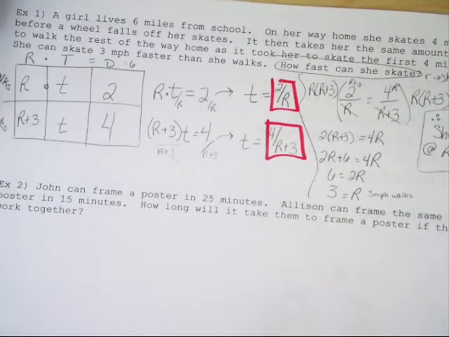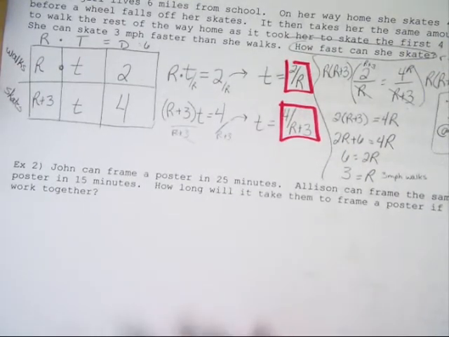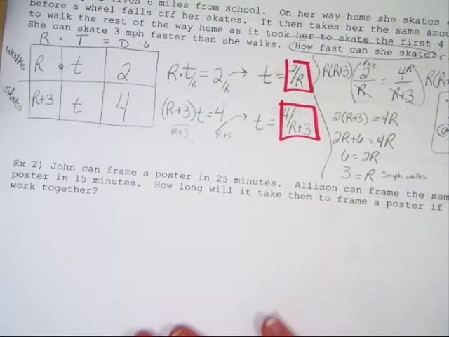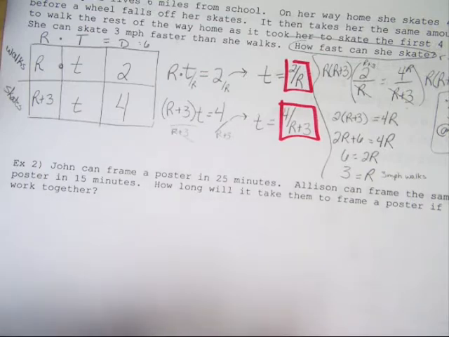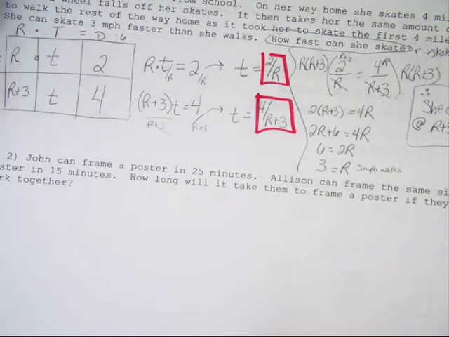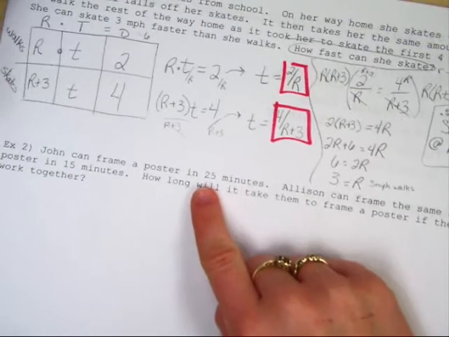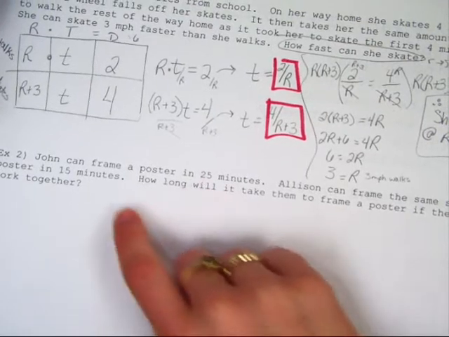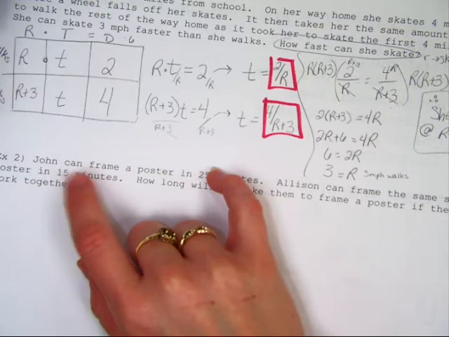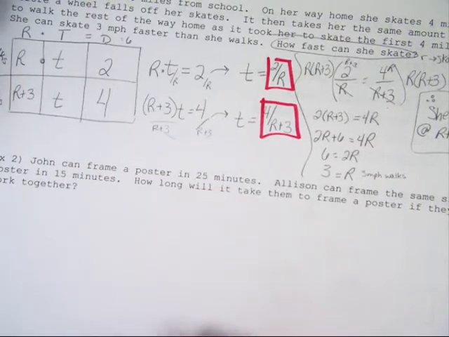John can frame a poster in 25 minutes. Allison can frame the same size poster in 15 minutes. How long will it take them to frame a poster if they work together? Now what you need to understand is that some students think it's going to be between 15 minutes and 25 minutes. But if they're helping each other, even if one person is slower than the other, it's got to be smaller than 15. Because this person who works 25 is going to help her be a little faster.